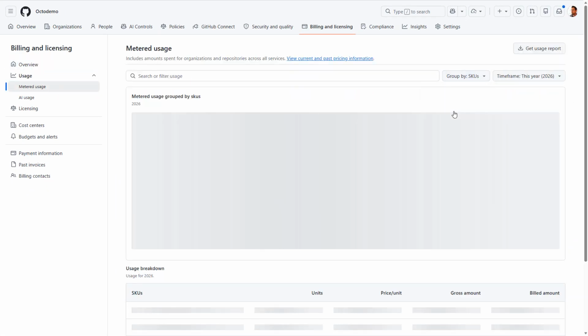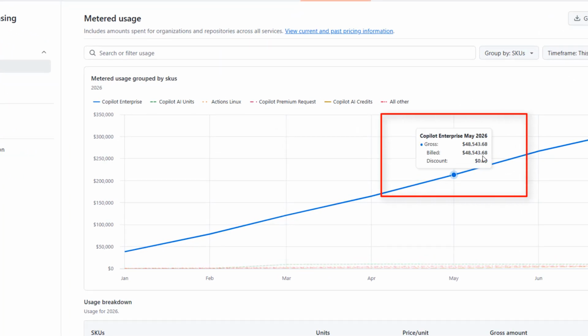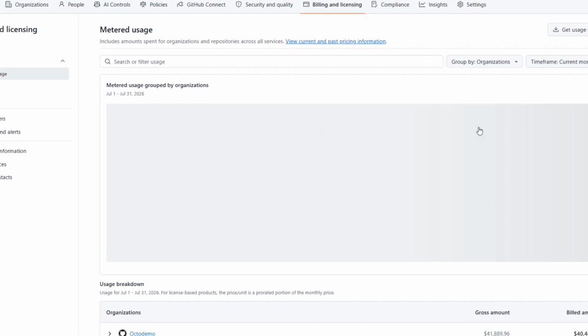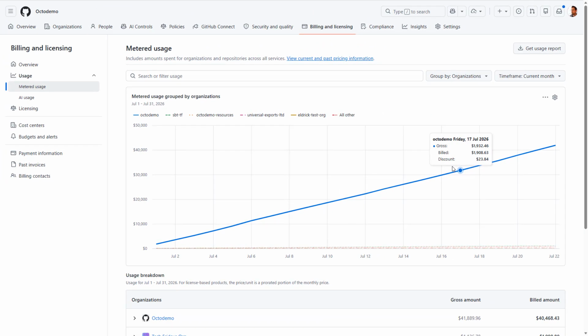Here the increase is coming from Copilot Enterprise SKU. Next, I'll group by organization. One organization stands out. That tells me where to focus the investigation.